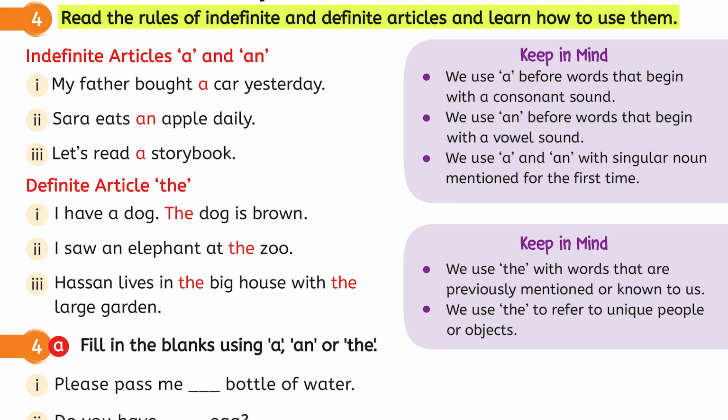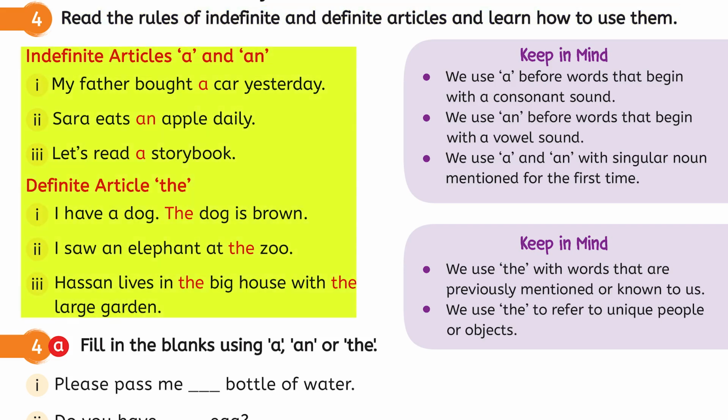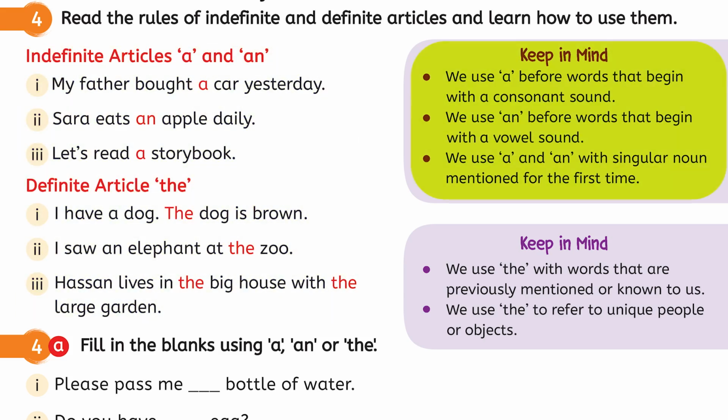Now we are going to move forward to question number 4, that is: read the rules of indefinite and definite articles and learn how to use them. My dear students, there are 3 types of articles in English grammar: a, an, and the. We have to keep in mind that we use a before words that begin with a consonant sound, and we use an before words that begin with vowel sounds. Vowel sounds are a, e, i, o, u, and the rest of the alphabet are consonants.